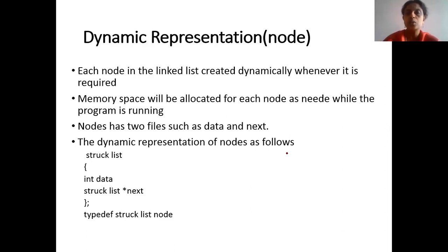Memory for nodes is allocated as needed while the program is running. Nodes have two fields called data and next. As usual, always remember in a linked list, a node means it should have two parts.